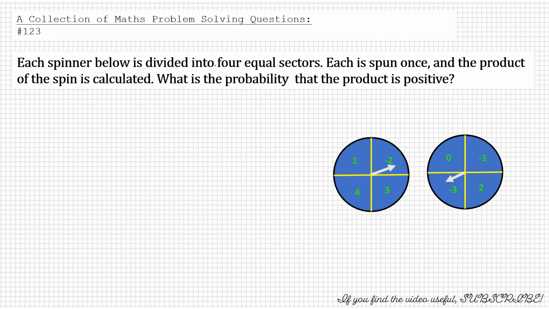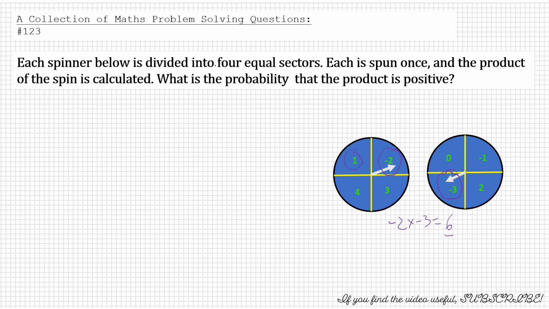So what you're doing here is, suppose the spinner is on -2 the first time you spin this, and the first time you spin the next one, it's on -3. So -2 times -3 would be 6, and that's positive. Similarly, if you did -2 times 0, you'd get 0, -2 times -1, you'd get 2, and -2 times 2, you'd get -4, and so on. So that's what you would do.